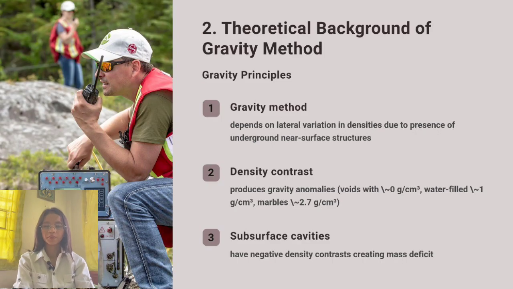For the gravity principles of this study, the gravity method works by detecting changes in subsurface density. Cavities, being much less dense than the surrounding rock, create negative gravity anomalies that can be measured at the surface. This makes gravity surveys especially useful for detecting voids that are otherwise invisible from above.